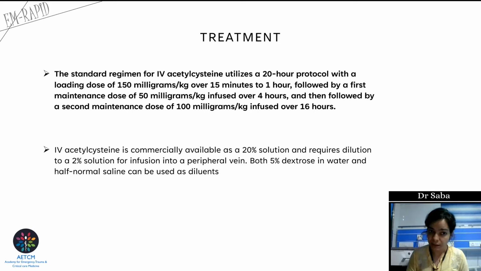16 hours respectively. Now IV N-acetylcysteine is commercially available as a 20% solution and will require dilution to a 2% solution for infusion into a peripheral vein. Otherwise, it acts as an irritant. So both 5% dextrose in water and half NS can be used as a diluent.